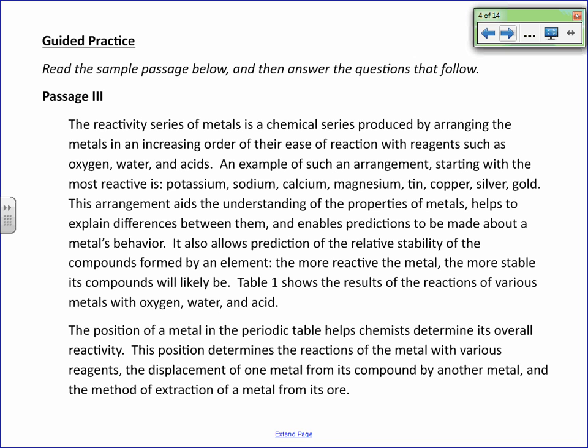Table 1 shows the results of reactions of various metals with oxygen, water, and acid. The position of a metal in the periodic table helps chemists determine its overall reactivity. The position determines the reactions of the metal with various reagents, the displacement of one metal from its compound by another metal, and the method of extraction of a metal from its ore. All right. That one was a mouthful.